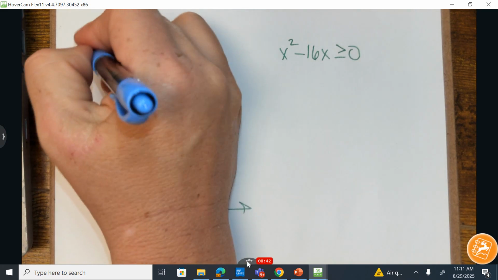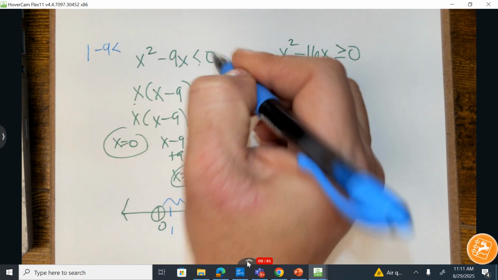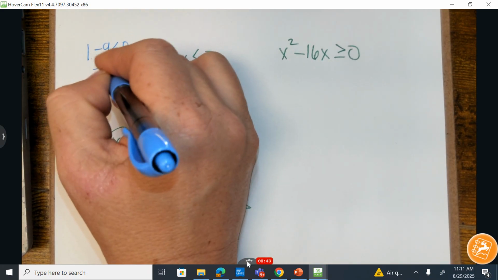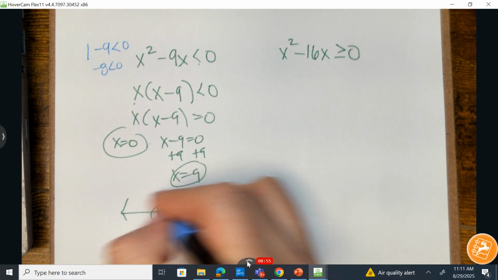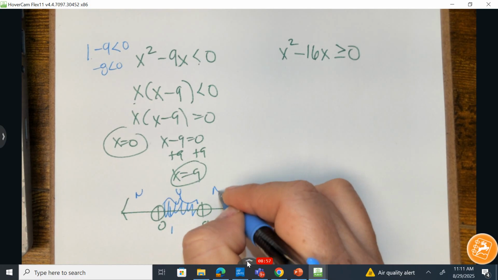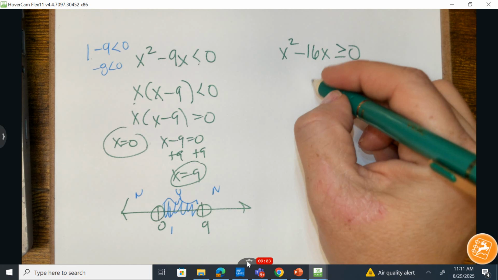1 squared is 1. 9 times 1 is 9. There's a subtraction in between. 1 minus 9 is -8. Is this a true statement? Is -8 less than 0? It is. I tested this area. It's true, and it has to alternate. So yes, no, yes. Let's come over here, and I'm going to do the exact same thing.